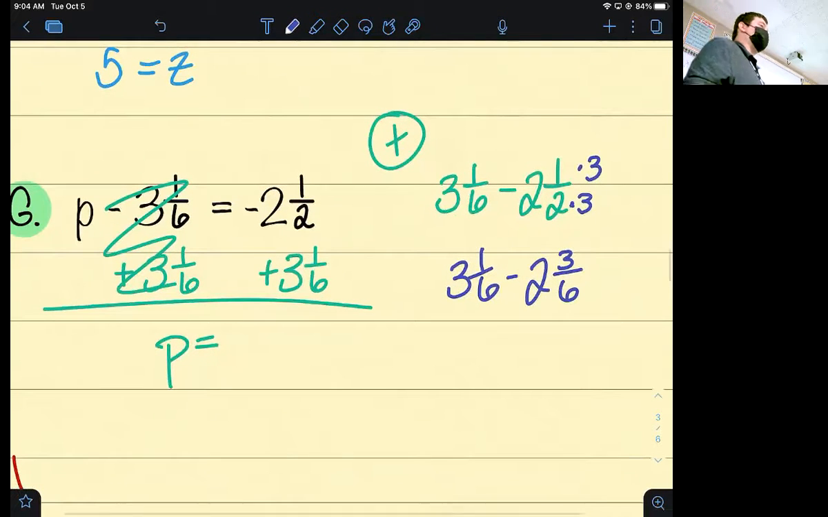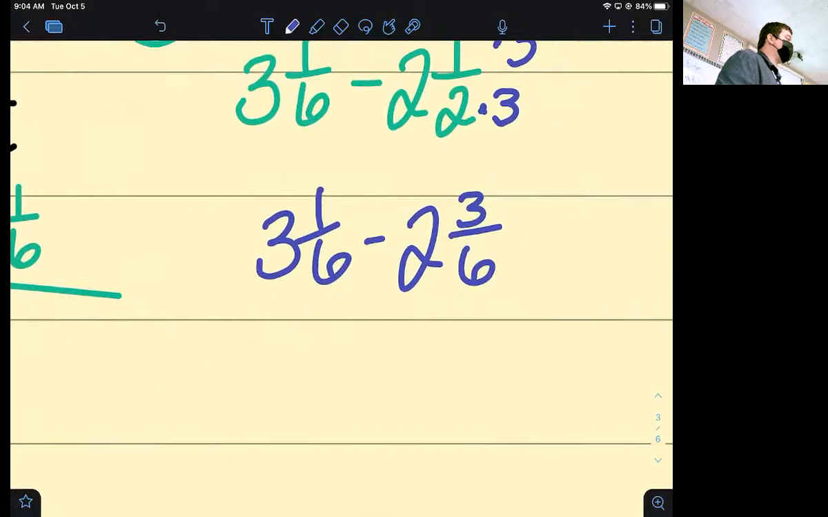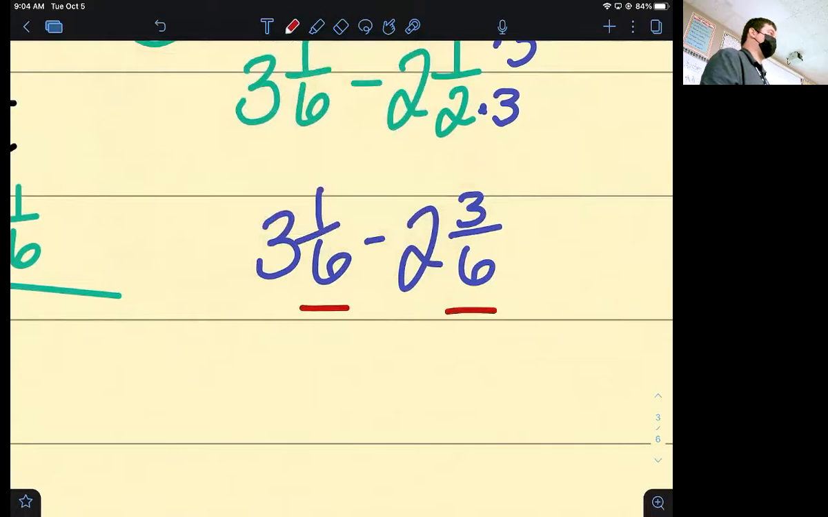Now I'm going to leave these as mixed numbers. You can choose to use improper fractions. That's completely fine. If you leave them as mixed numbers, you are going to have to borrow. And the reason you have to borrow is because you can't do 1/6 minus 3/6. So anytime in subtraction where you can't do that, you would borrow. Okay, we'll make that a 2.